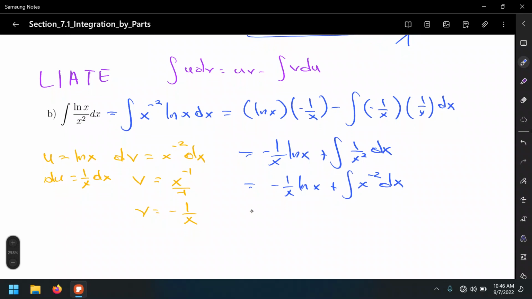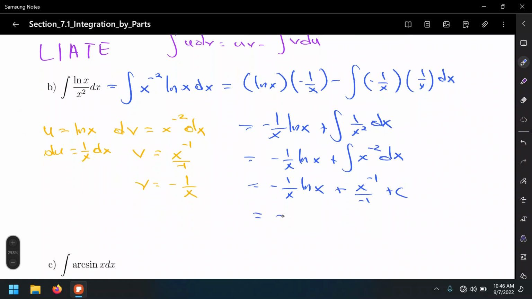And well, we're ready to integrate this function. Negative 1 over x ln x, add 1 to the exponent, that's x to the negative 1 over negative 1, and plus c. But in the end, let's just fix all these negatives. So plus a negative quantity means to subtract, and that's 1 over x and plus c. All right.